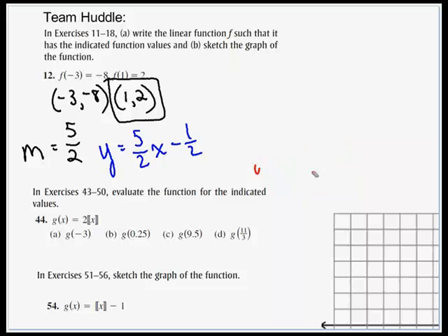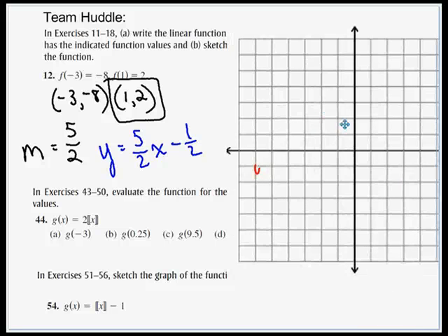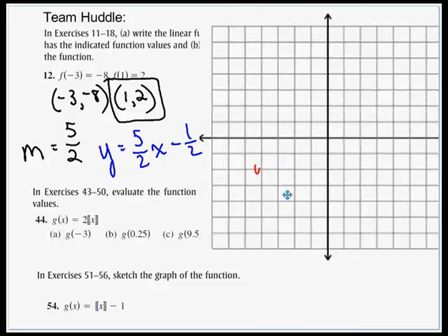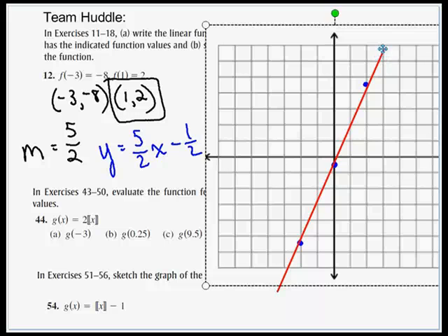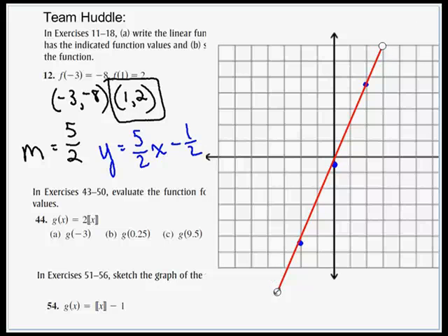And they did ask us to graph it, so let's do a quick graph here. Our y-intercept is -1/2, so we'd be right about here. And our slope is up 5 over 2. 1, 2, 3, 4, 5 over 2. And we could do the opposite, down 5, back 2. 1, 2, 3, 4, 5, and back up 2. If we connect those dots, it's going to be something sort of like that. There's the graph of our line.